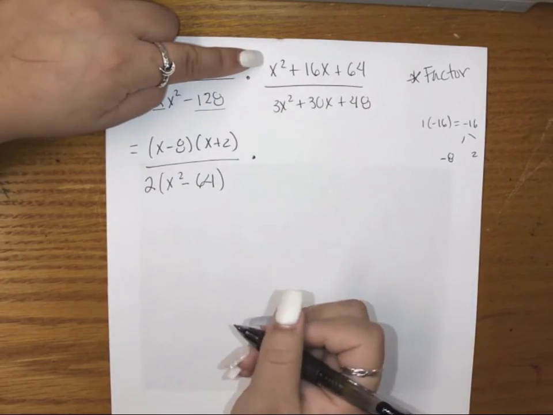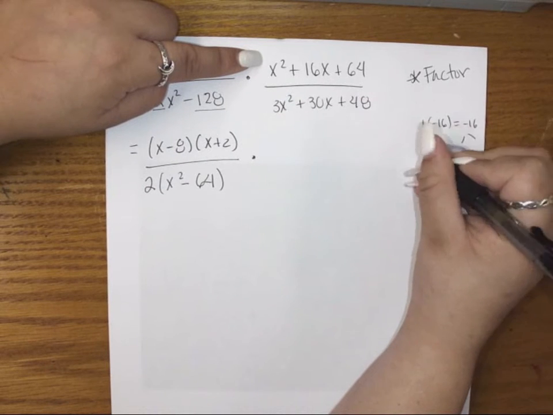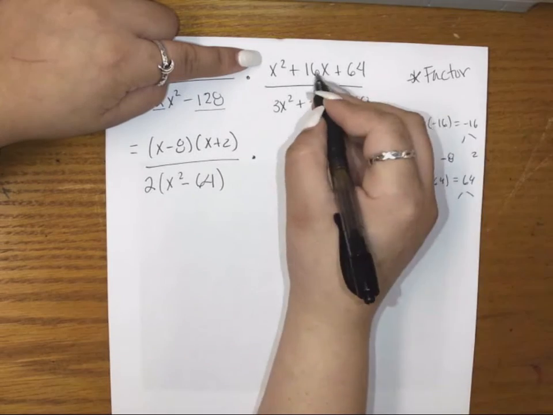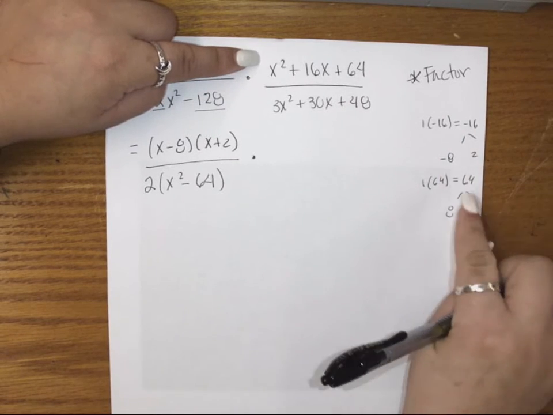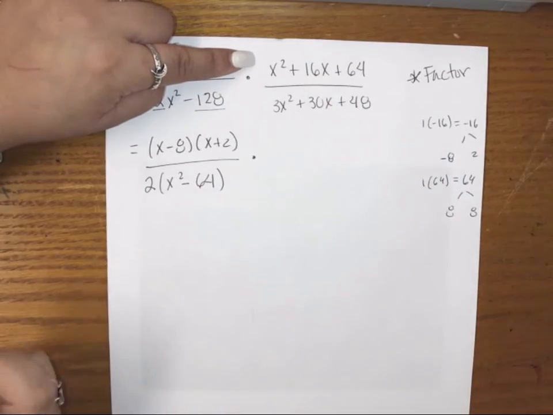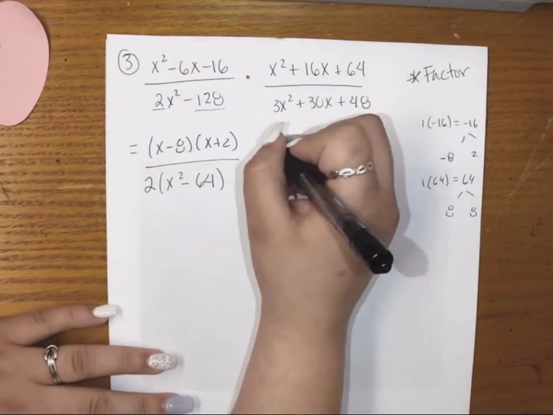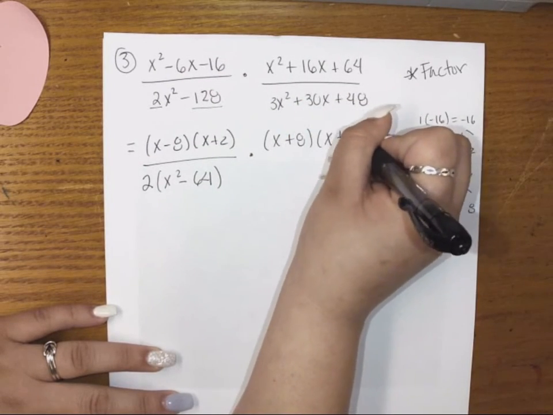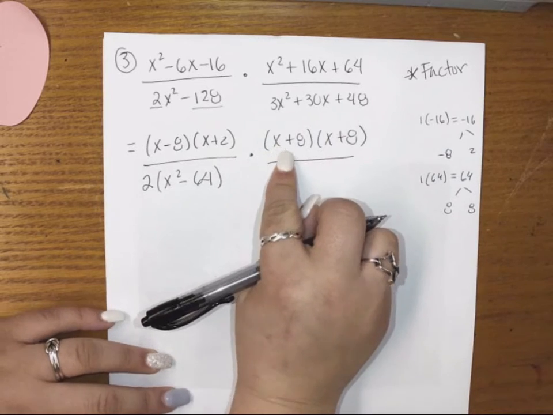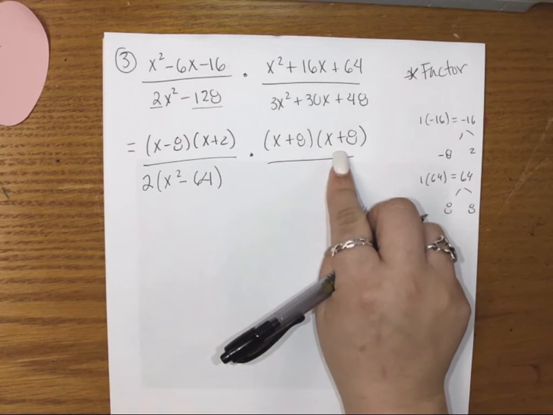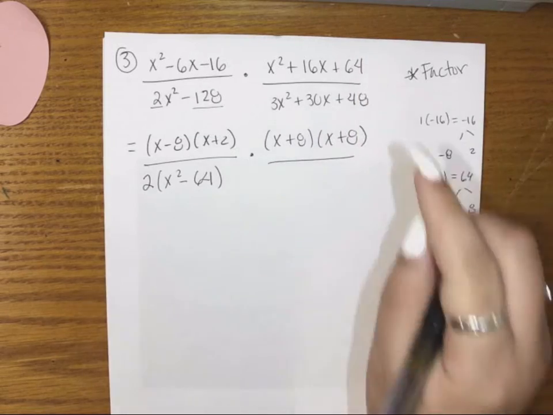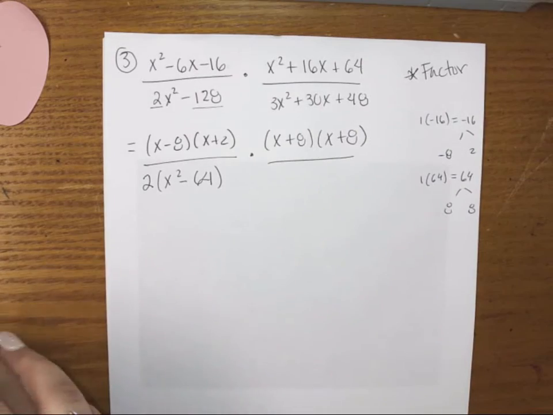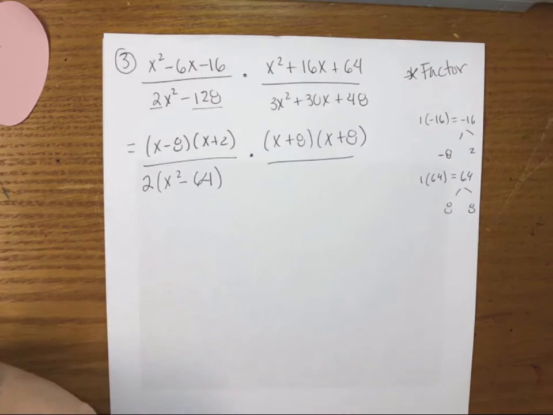And here we apply AC method again, so we have 1 times 64 equals 64. We're looking for factors of 64 that will add up to 16. So 8 times 8 gives us 64. 8 plus 8 also add up to 16. And because a is 1, I can take the shortcut that it factors into x plus 8 times x plus 8. Oh, look, if it factors into x plus 8 and x plus 8, we learned this last week, this is actually a perfect square trinomial. So there you go.